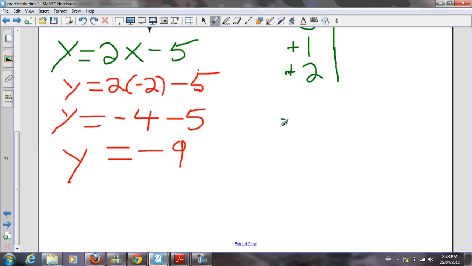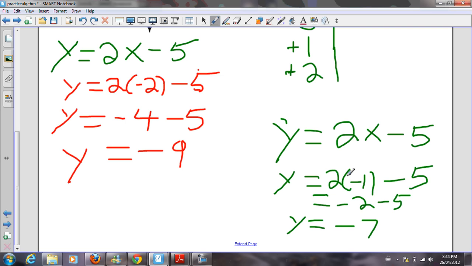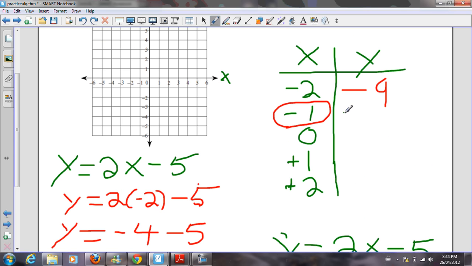So remember our equation? It is y equals 2x subtract 5. Now, of course, I'll put in my negative 1. So y equals 2 times negative 1, take away 5 more. So 2 times 1 is 2. Since it's a negative, it's going to be negative 2, take away 5 more, and my answer for y is negative 7. So when x is minus 1, y will be minus 7.